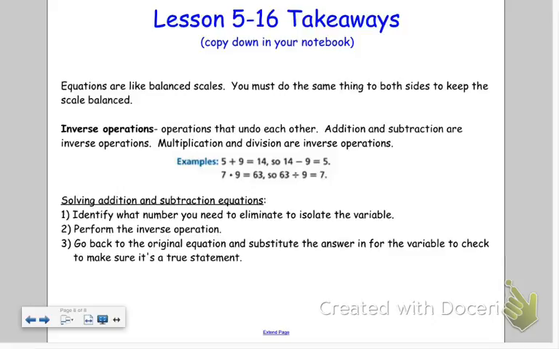And when you're solving addition and subtraction equations, identify what number you need to eliminate to isolate the variable. Think about what you would have to do to get the variable by itself. And then, to get the variable by itself, perform the inverse operation. Do the opposite. If you're adding to your variable, well then subtract it. If you're subtracting with your variable, then add it. And then go back to the original equation and substitute what you got for x or y or whatever your variable is equal to. Substitute it back in to check to make sure that it's a true statement. So that's a way you can go back and check.